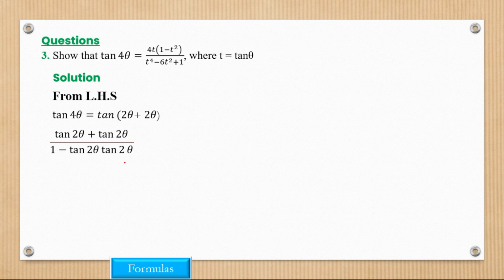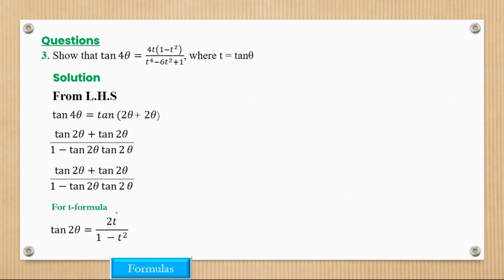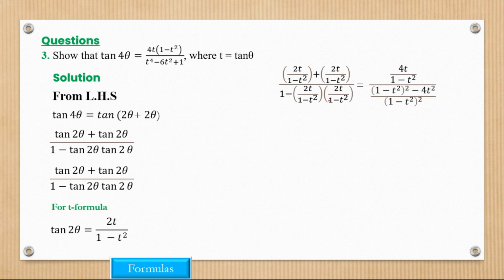But we also know that from the t formula we know how to express tan 2 theta. The tan 2 theta is equal to 2t over 1 minus t squared. So we're going to substitute the t formula into this. Then we'll end up with something like that. So wherever there is tan 2 theta, we'll put this formula right here. So we end up with something like that. So at the top, we're going to find the LCM, and here the brackets open. So we end up with something like that.